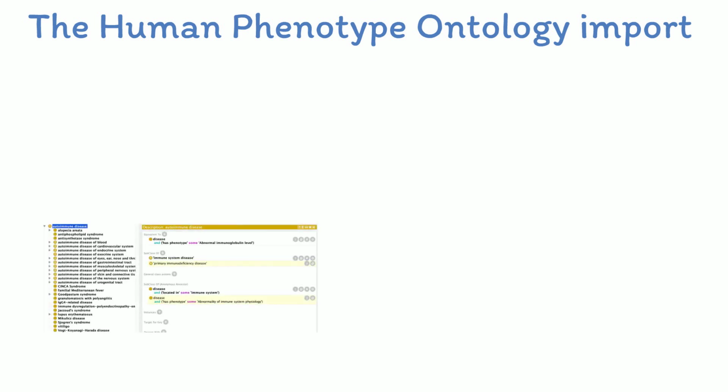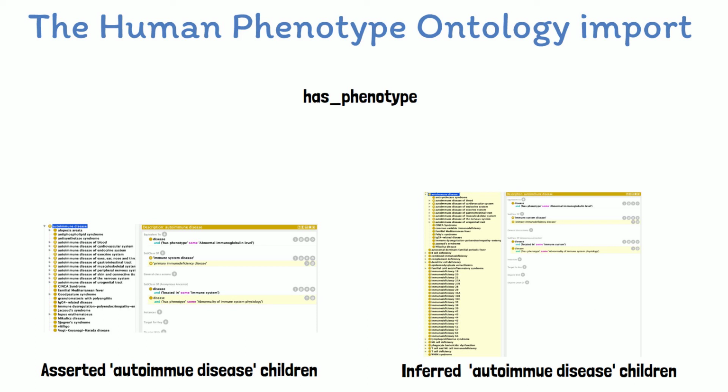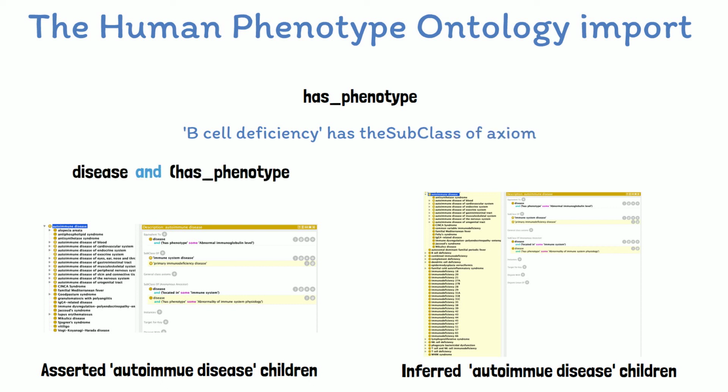Axioms allow us to infer relationships for additional diseases that involve an immune response that are not classified as an allergic disease. The relation term has phenotype can be used to infer and relate a number of diseases that stem from the human phenotype ontology import. For example, the disease term B-cell deficiency has the subclass of axiom, disease and has phenotype, some abnormality of immune system physiology. A few other examples include dendritic cell deficiency and T-cell deficiency.